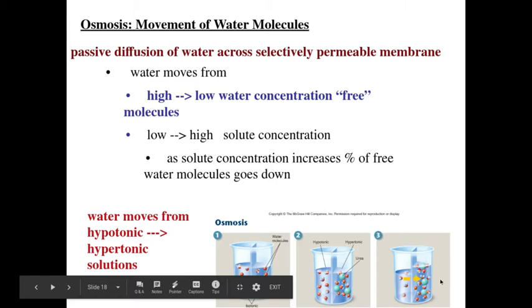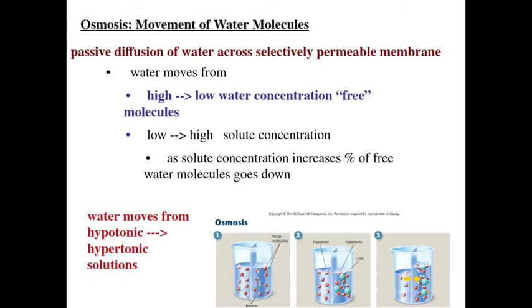Okay. So you would label this as hypotonic. You would label this side as hypertonic, and you would say water would move towards the right side of the beaker because there's a higher concentration of solute on the right-hand side beaker as compared to the left, and water is going to move towards the higher concentration of solute molecules. There you go.